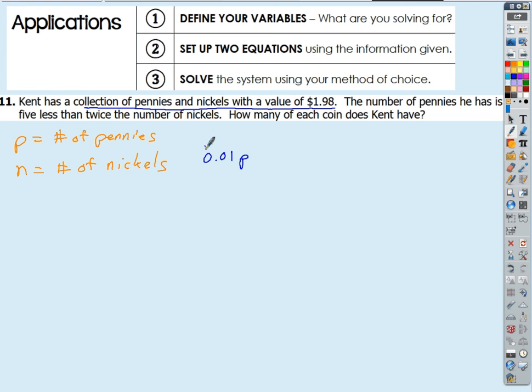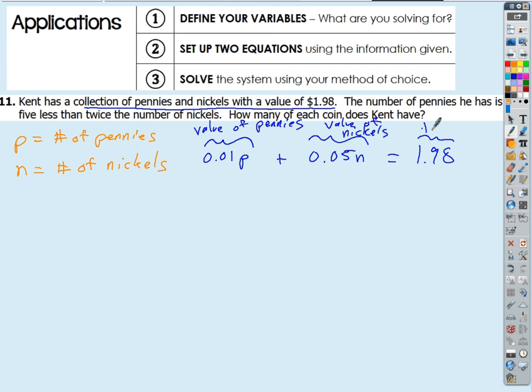So we could summarize that as value of pennies plus, how would I say the value of the nickels then? 0.05 N. And what's it equal? And that's the total value.